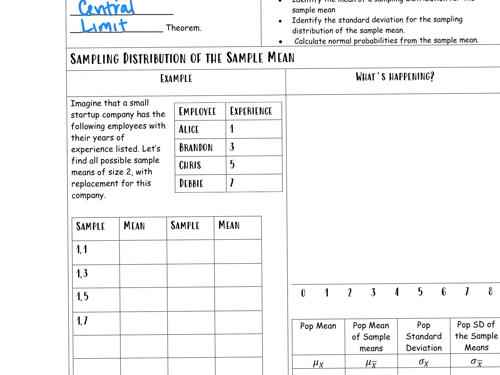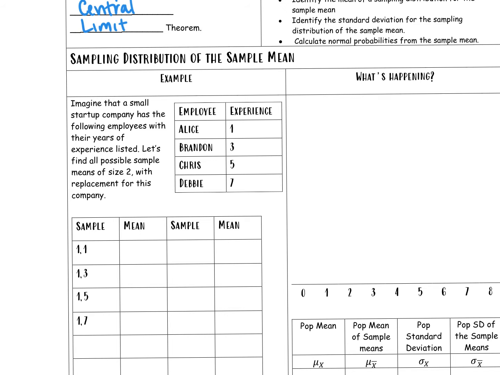In this example, there's a small startup company that has 4 employees that work for it. These are all the 4 employees, so this is the population of this company. And here's their experience working with this company. So you have Alice, Brandon, Chris, and Debbie. They have 1, 3, 5, and 7 years respectively.